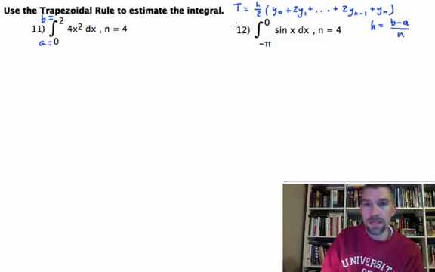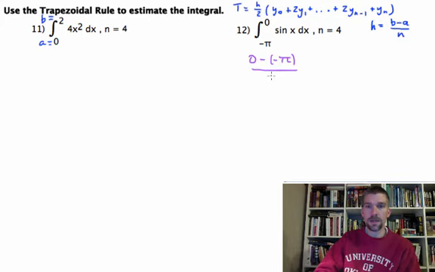So b minus a divided by n, and that, in this case, is going to be 0 minus negative pi divided by n. And so, whoa, that's a nasty n. What you're going to end up with is, gee whiz, n in this case is 4. So you're going to end up with pi over 4 units.